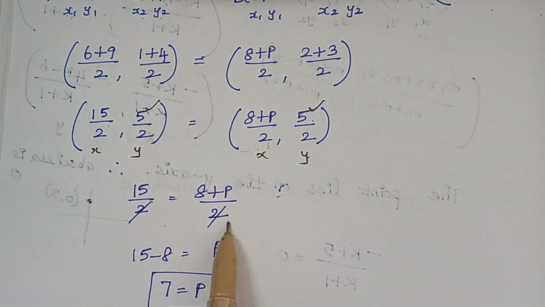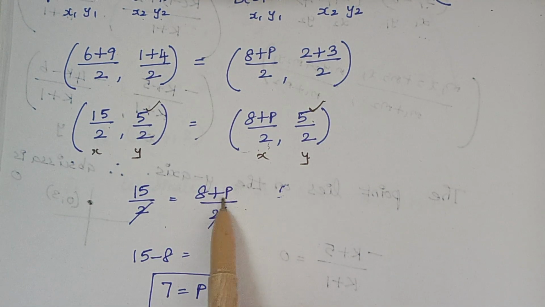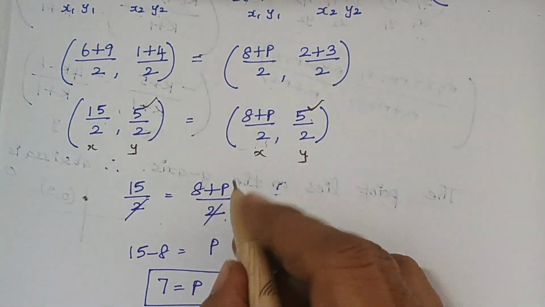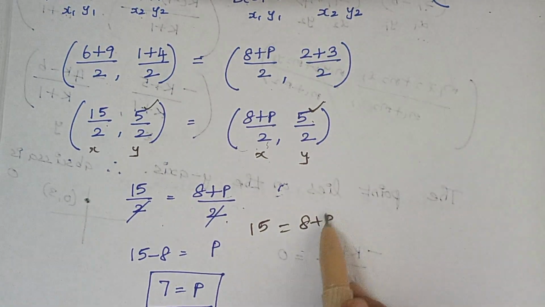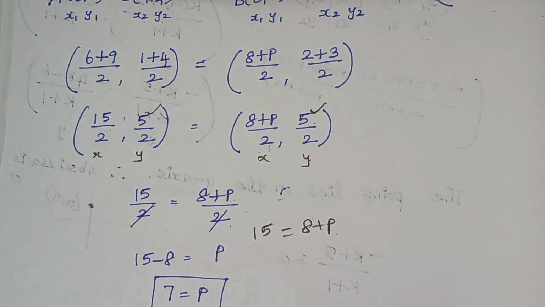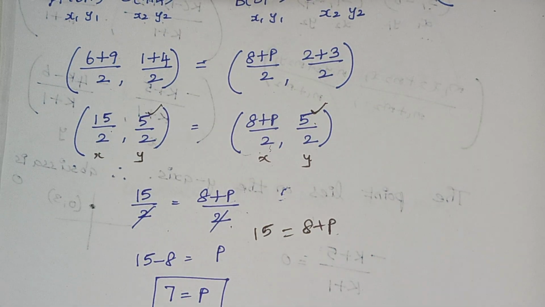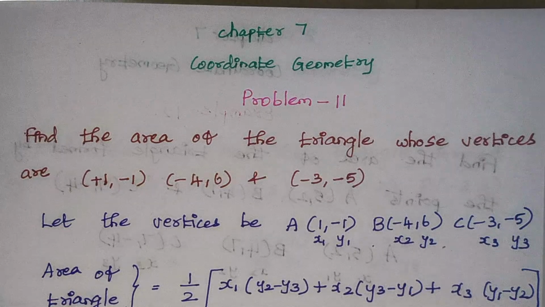Here these two 2s get cancelled. Therefore 15 equals 8 plus p. I want to calculate p, so I need only p. I am moving this 8 to the left hand side. So 15 minus 8 gives you 7. Therefore the value of p is 7. Now we proceed with the next problem.